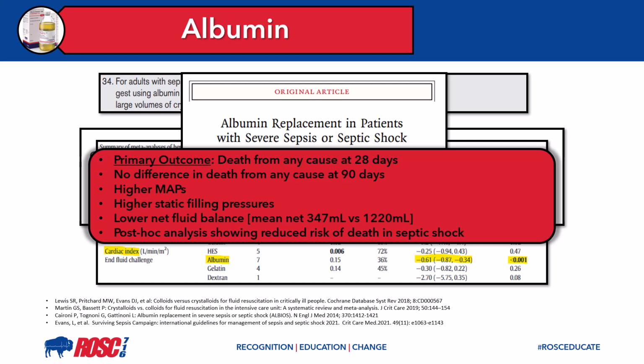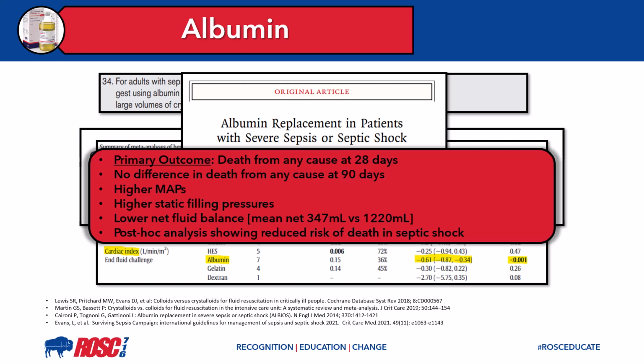And this was interesting. When you took a look at the fine details, there was actually no difference in total fluid administration between the crystalloid and albumin arm. The reason there was a lower net fluid balance was because the urine output was greater in the albumin group. Lastly, there was an unplanned post-hoc analysis showing reduced risk of death in septic shock. As pointed out prior, post-hoc analyses are difficult to interpret.